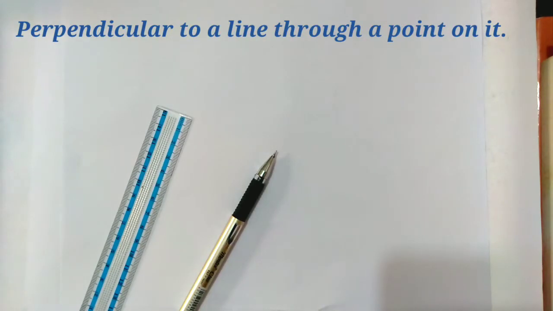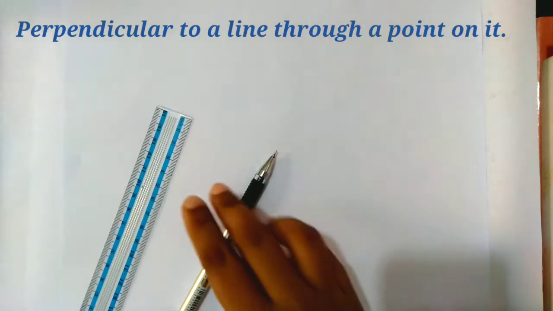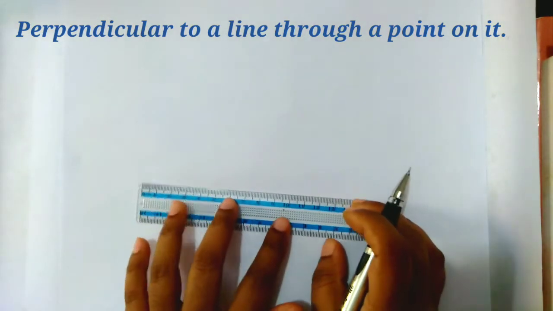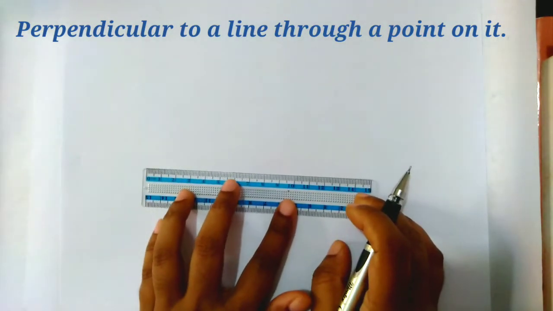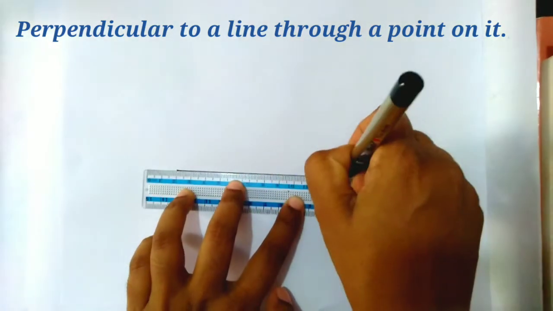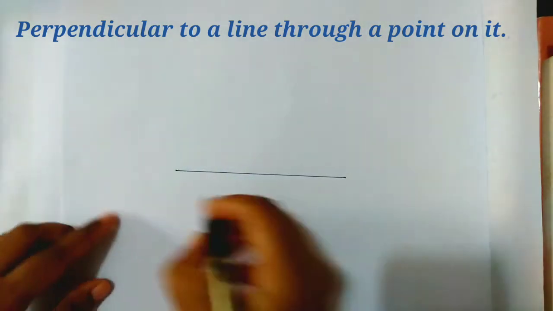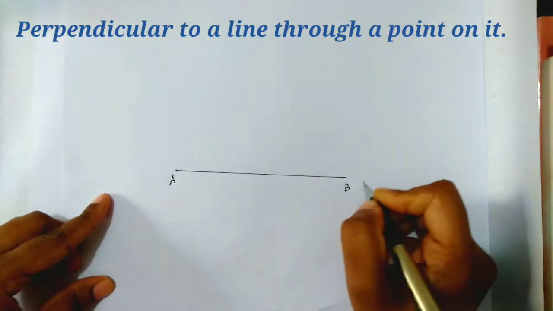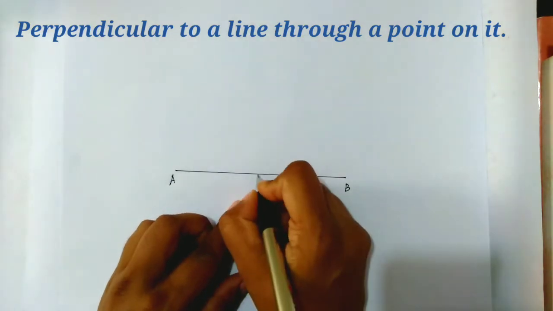Hello, let's see how to draw a perpendicular to a line through a point on it. At first, we draw a line segment AB. And take a point P on it.